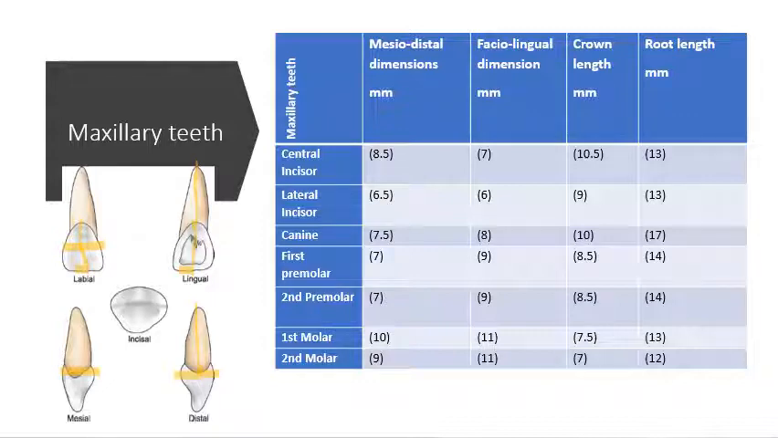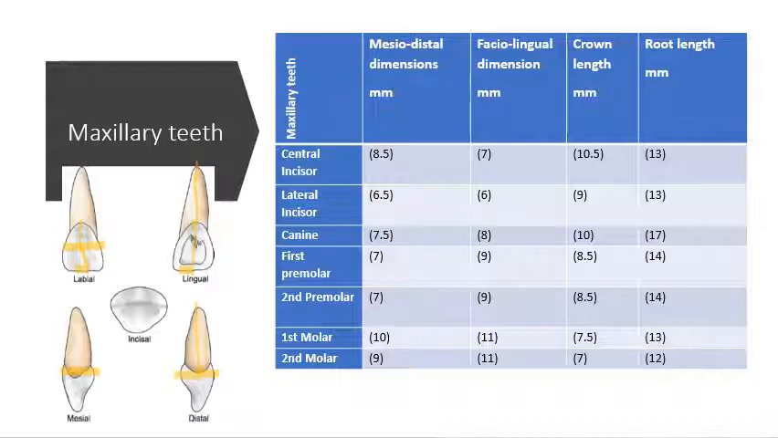Now we come to the first maxillary molar. For the first maxillary molar, the faciolingual dimension is greater than the mesiodistal dimension, and if you compare the dimensions of the maxillary molar, the faciolingual dimension is longer than that of any of those teeth. Similarly, the mesiodistal dimension is greater than any other tooth in the maxillary arch. The second molar is slightly smaller than the maxillary first molar, with its mesiodistal dimension being 9 millimeters as compared to the 10.